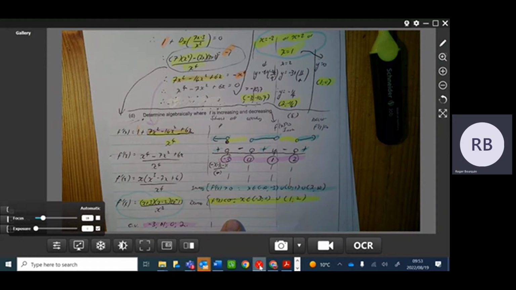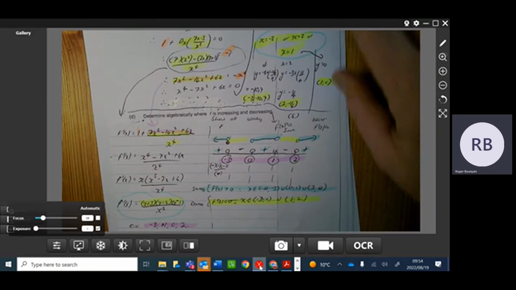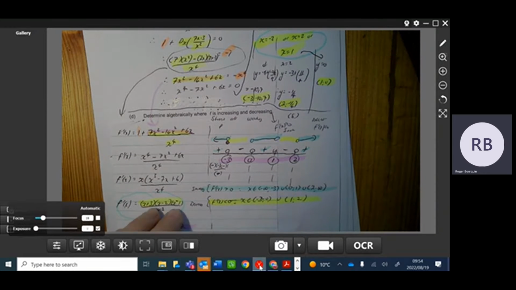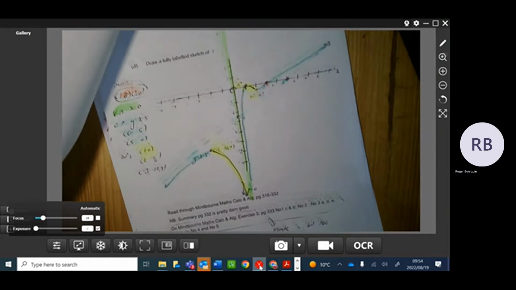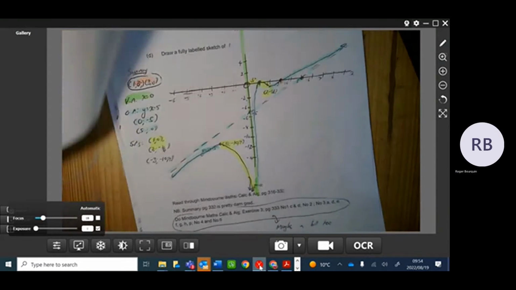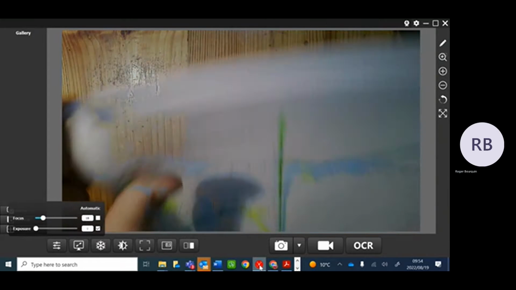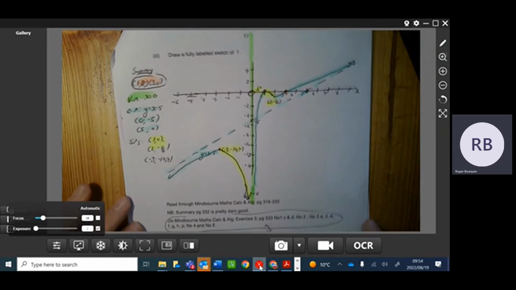So if you're ever asked to find out whether something is increasing or decreasing algebraically, that's the strategy you're going to use. You solve an inequality involving the derivative, right? So the next thing we're asked to do was to sketch the function.